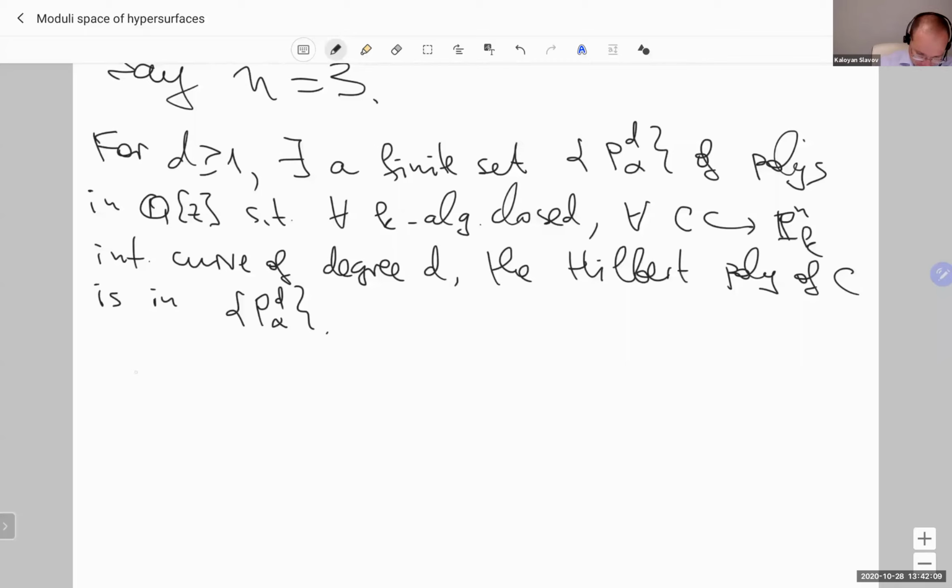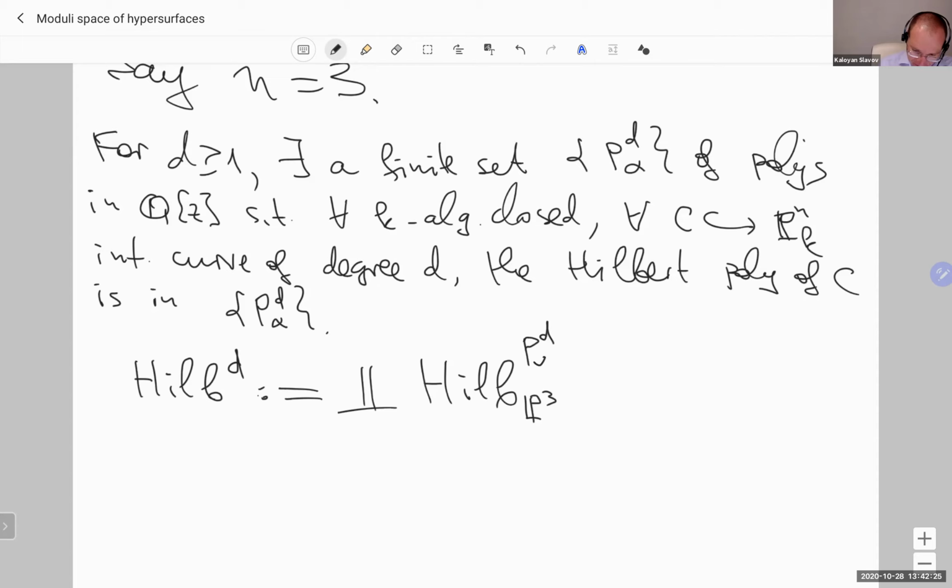Now let's define the Hilbert scheme Hilb d to be the disjoint union of the Hilbert schemes Hilb of P3 with respect to the polynomial PD alpha, disjoint union over alpha. We put all of them together with respect to the corresponding polynomials. So this Hilbert scheme Hilb D parameterizes subschemes with a Hilbert polynomial among the collection P alpha D.